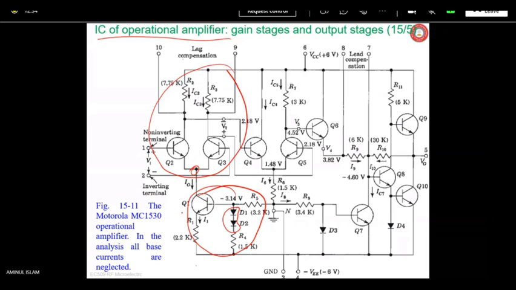So since the second stage has single-ended output, it is only taken from here. Nothing is taken from this output. Okay, output terminal. The differential gain is given. AD2 is given as V3 by V2. V3 is the output voltage. V3 is this node voltage, which is the base voltage of Q6, and V2 is the voltage difference between these two.